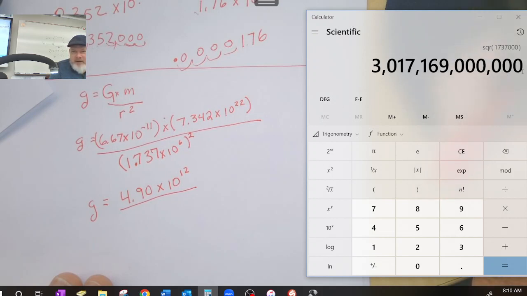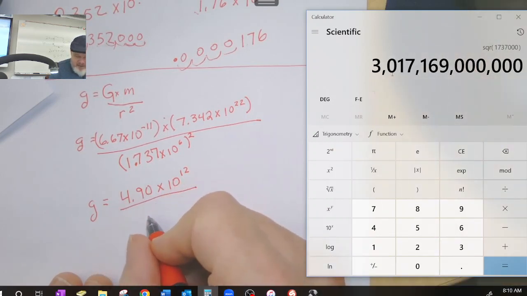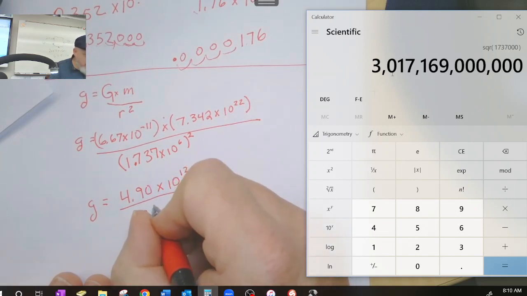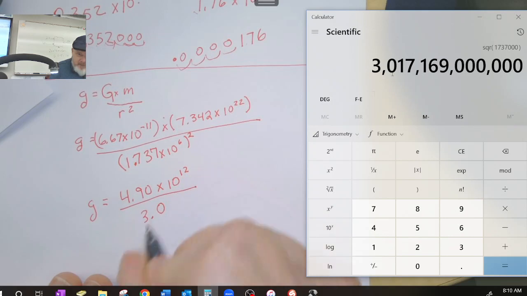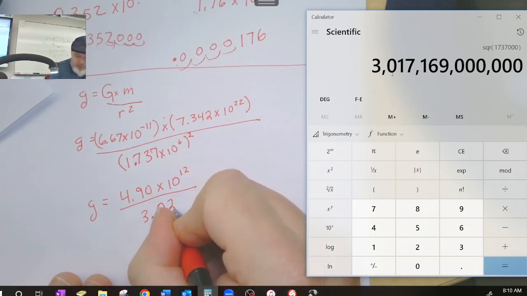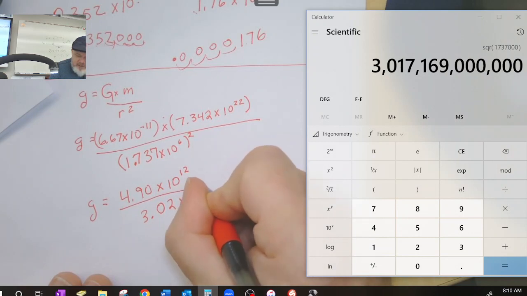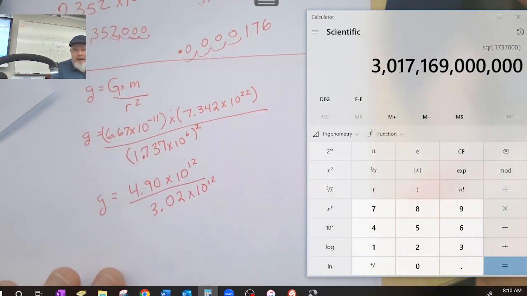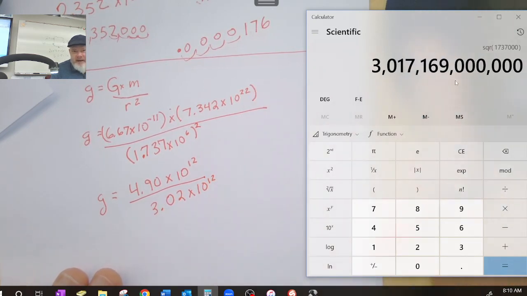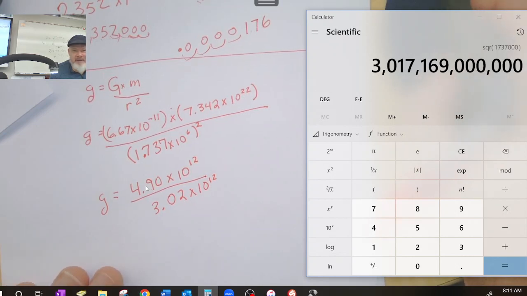And once again, we're going to move that decimal point, 3, 6, 9, 12. So that would be like writing 3 point, and I'm going to round this off to 3.02, times 10 to the 12th power. So this number and the number on my calculator are essentially the same number. Now we've got to take 4.9 times 10 to the 12th power, and divide that by 3.02 times 10 to the 12th power.